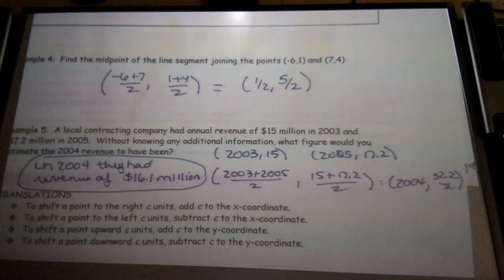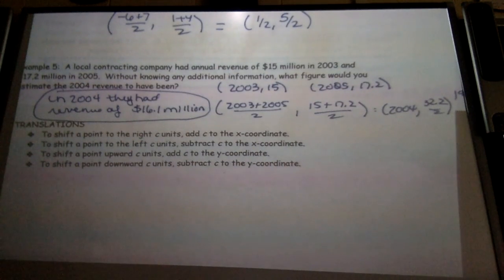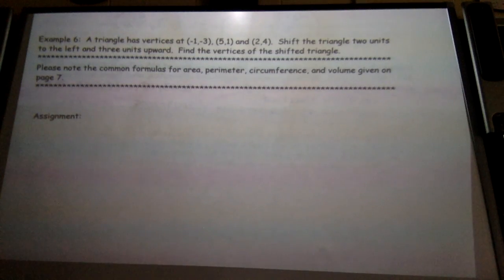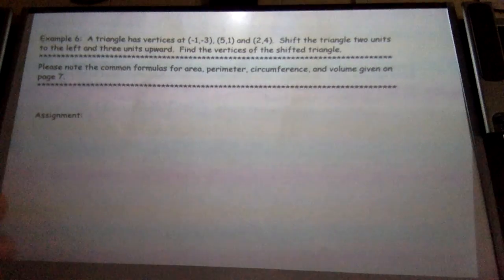Translation: to shift a point to the right C units, we add C to the X coordinate. To shift it to the left, we subtract C from the X coordinate. If we move it up, we add C to the Y coordinate. If we move it down, we subtract C from the Y coordinate. So example 6, which this should be after that for some reason.